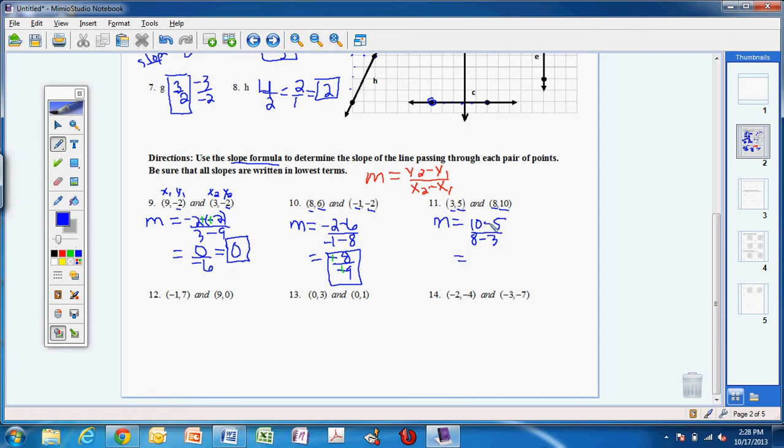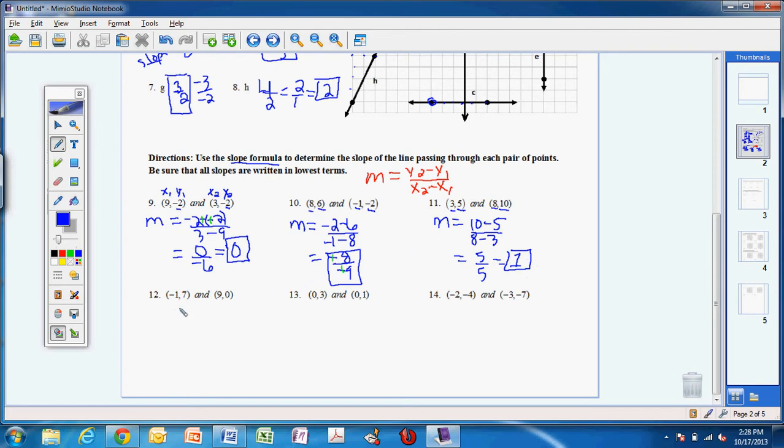So simplifying, we're going to get 10 minus 5, which is just 5. And then 8 minus 3 is 5. So now 5 divided by 5, any number divided by itself is just 1, or 1 over 1 in this case. So the slope between these two points is just 1.